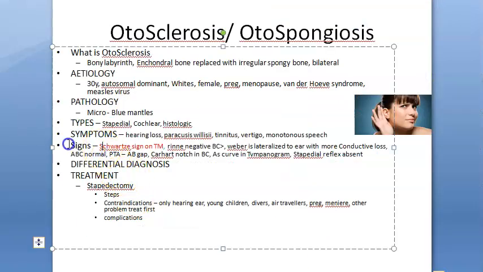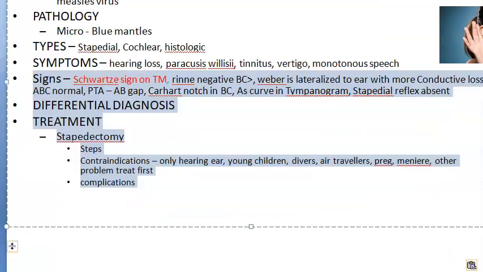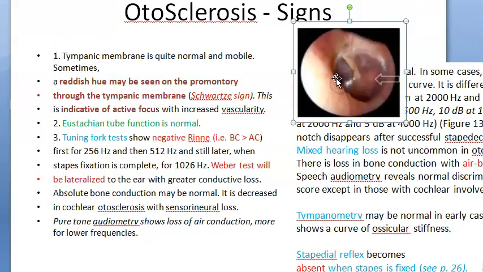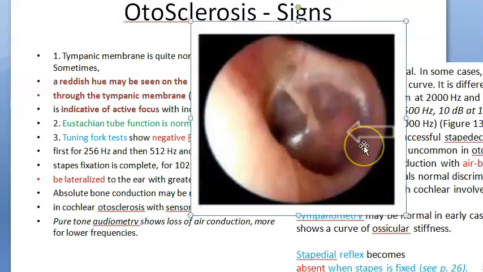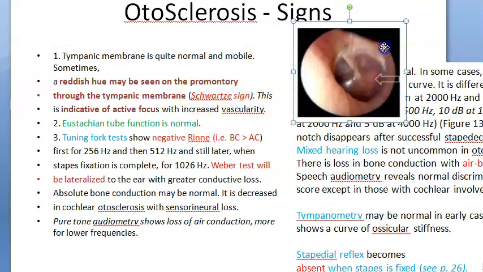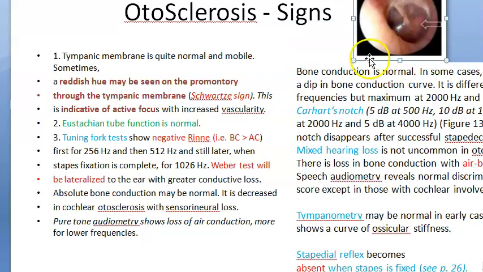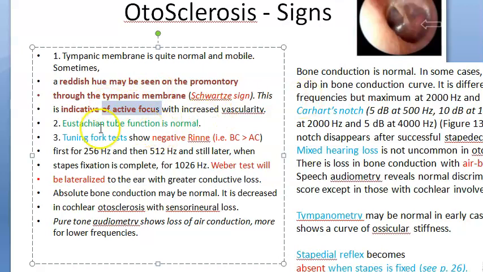Now what will we continue with? Signs. So now symptoms are over. Signs: you will see that the tympanic membrane is normal and mobile. Sometimes there may be a reddish hue on the promontory which you can see through the tympanic membrane. This reddish hue is because of increased vascularity. It indicates an active focus. This is called the Schwartze sign. So through the tympanic membrane you will see the promontory. It will be a little red. That will indicate more vascularity. Vascularity indicates that it's an active focus. This is called the Schwartze sign.